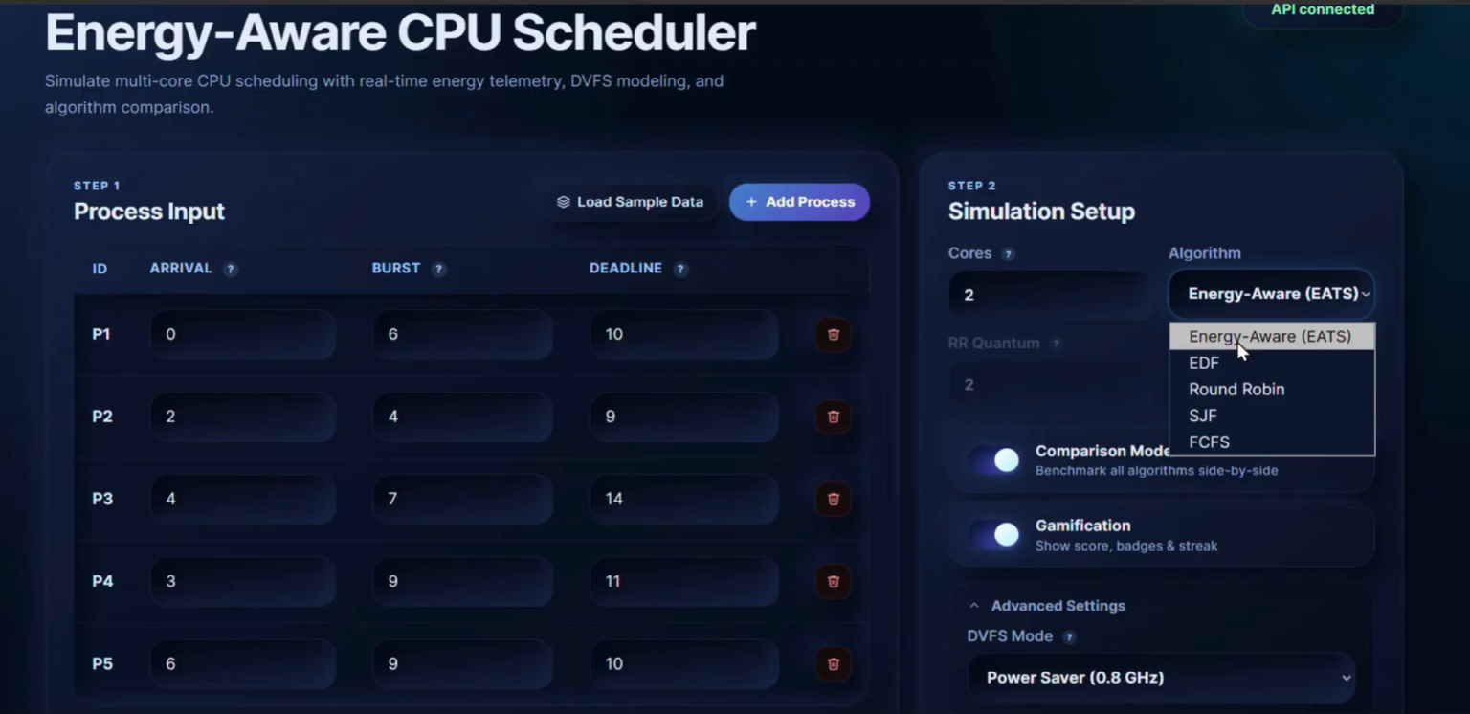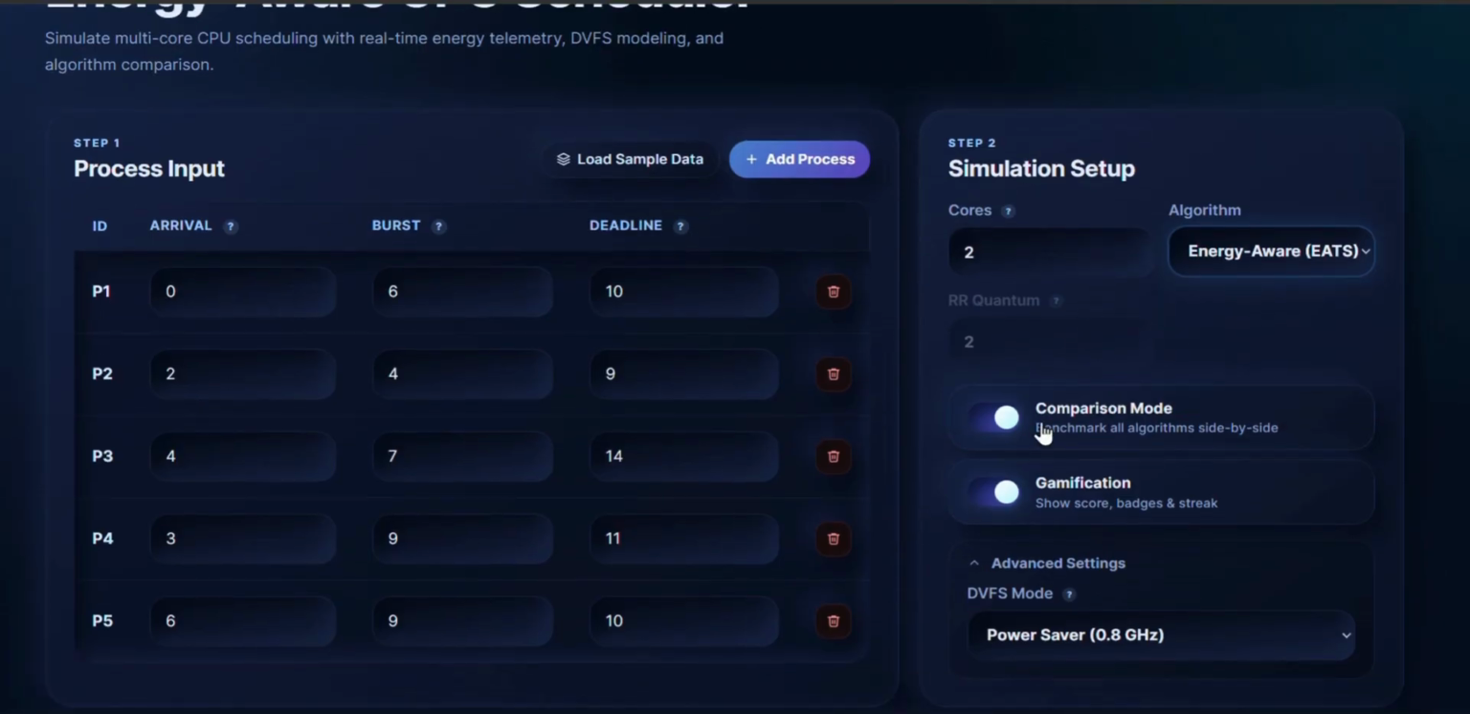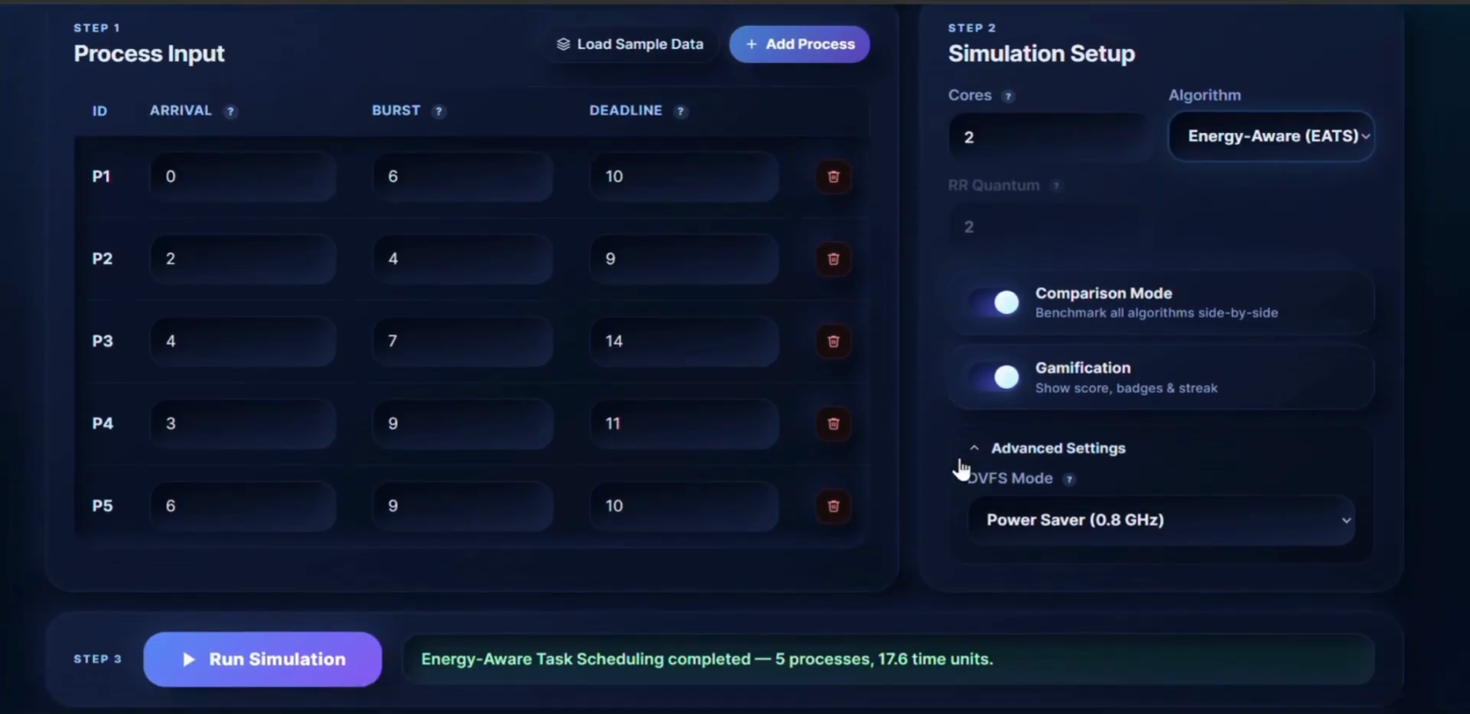This is a core algorithm in our system, which is the energy-aware task scheduler, which balances performance and power consumption. It is the main focus because it considers both execution efficiency and energy use.